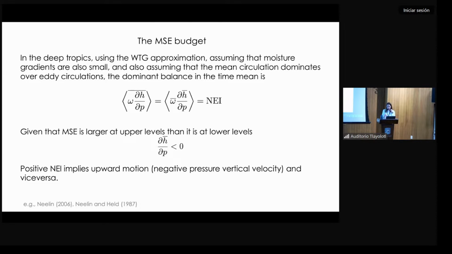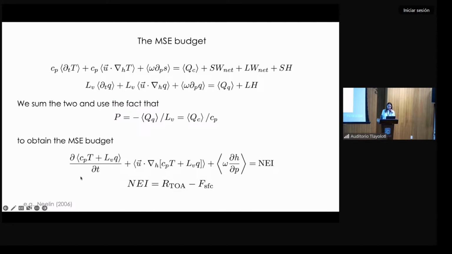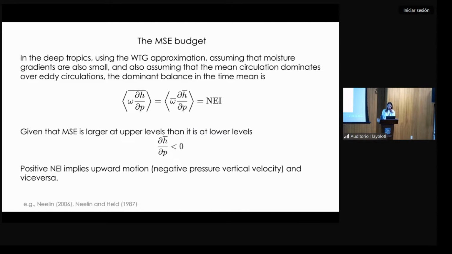Again, we're looking at steady state, so we neglect this term. Tomorrow we'll see when and how this might not always be negligible. We also assume that because there are weak temperature gradients, advection is not large, at least in the deep tropics when we're really close to the equator. We also assume, and that is a little bit more of a leap of faith, that moisture gradients are also small. And so the leading order balance, when we take a long time mean, is between the vertical advection of moist static energy, this is our favorite moist static energy variable, and the net energy input in the atmospheric column.